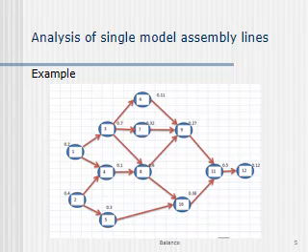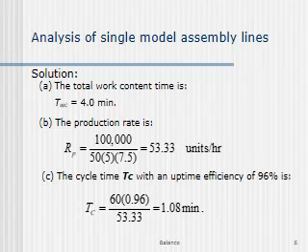So based on the precedence diagram and the given data, we need to find out the production rates and other things. This is an analysis of a single model. This is the solution. Total work content time is 4 minutes. The production rate is calculated by the formula using the demand and the shift timing, and it is 53.33 units per hour. Then we calculate the cycle time. The cycle time has a set of formulas, and we substitute directly into the formula. The cycle time is 1.08 minutes.